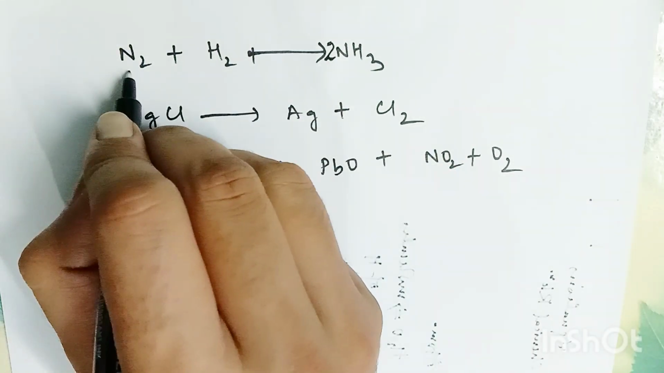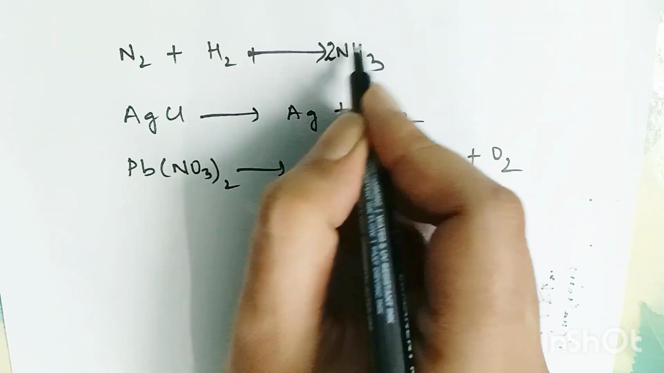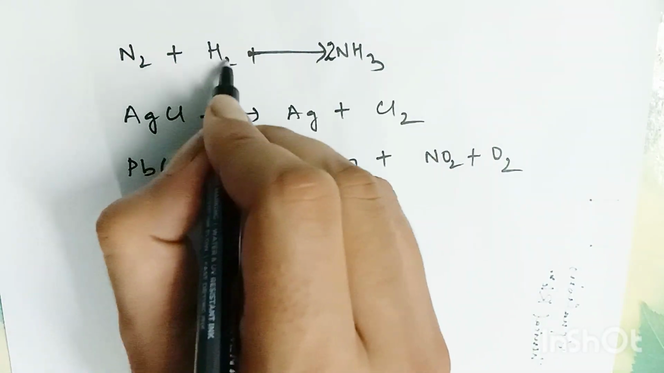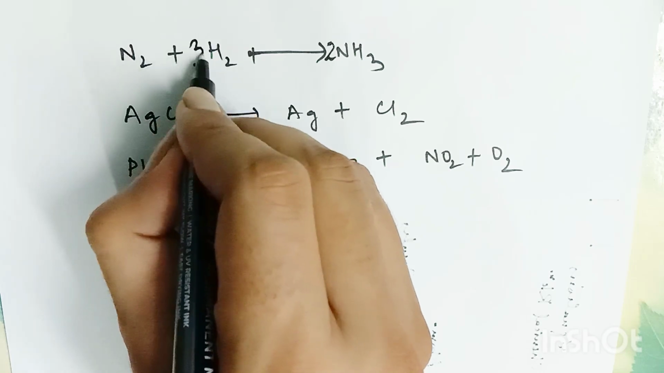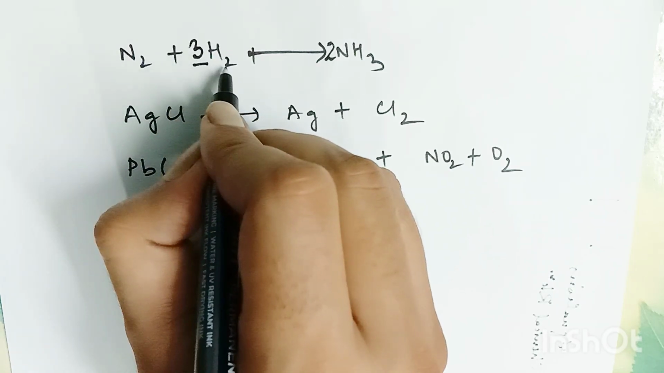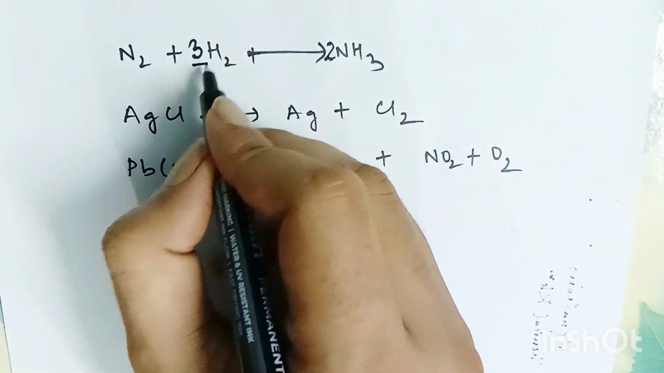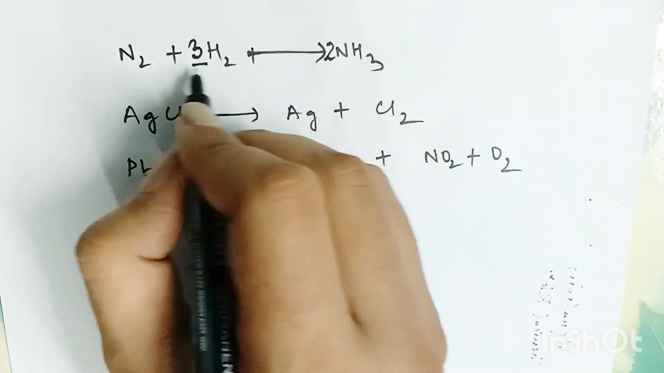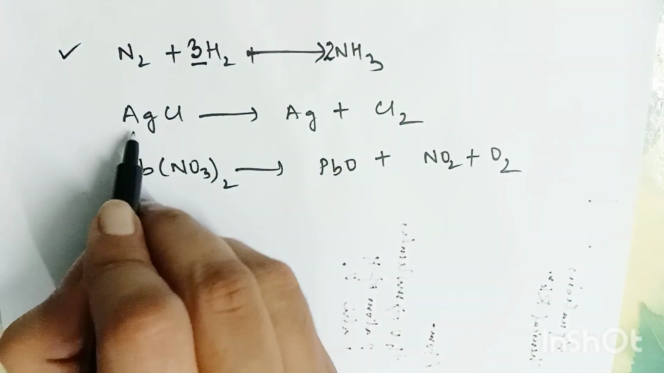Now let's count. Nitrogen 2, nitrogen 2. But here 2 3s are 6 hydrogen, and here 2 hydrogen. So we can put 3 here, so that 3 2s are 6. So now the hydrogen atoms are 6 on this side also. Now it is balanced. Let's take another example.